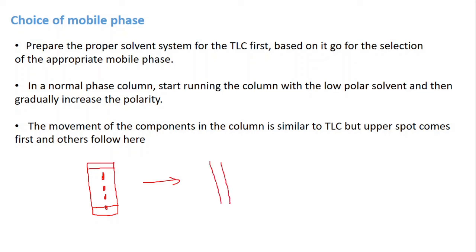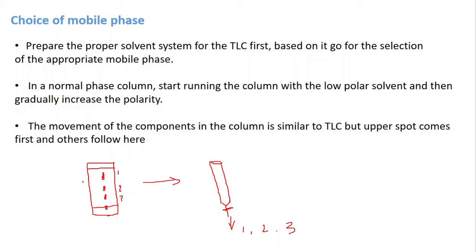So what happens in the column chromatography? Notice this is a normal phase column. It's not reverse phase. So in the normal phase column, top spot comes first here. If I say 1, 2, 3, after loading and eluting it, 1 comes first here, then 2, then 3. This is the way it goes.